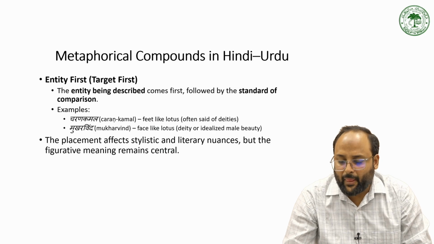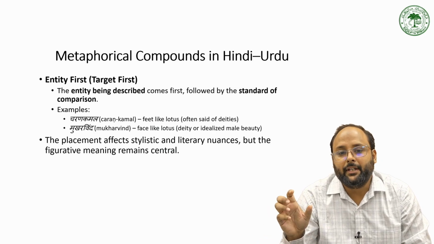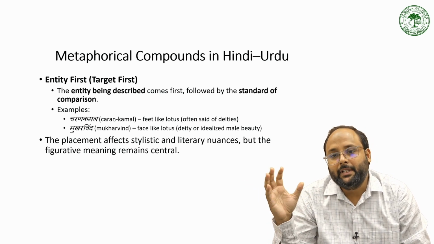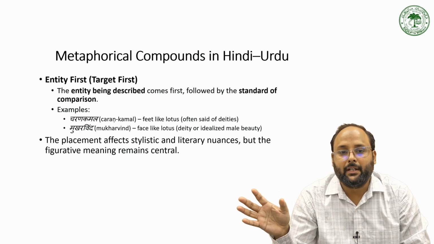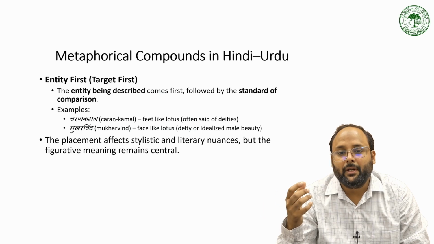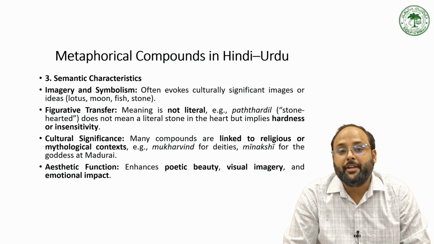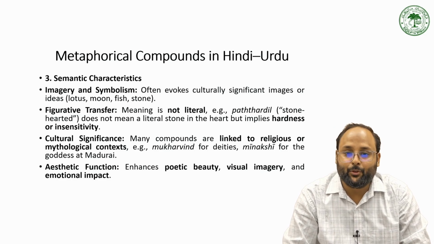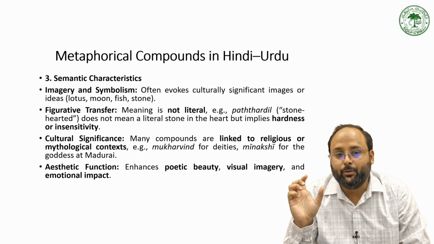So it can be described in different terms, but the main idea behind it is that we use those metaphorical compounds to describe the indirect meaning of something which we cannot cover directly. So that is the main concept of metaphorical compounds. And in terms of semantic characteristics, it shows imagery or symbolism. Symbolism means we can evoke or understand some images or ideas through those compounds.